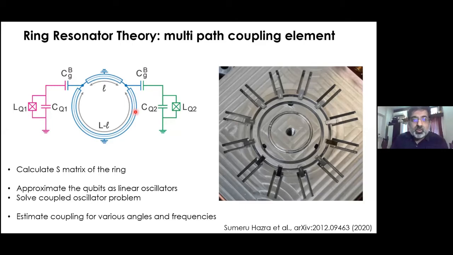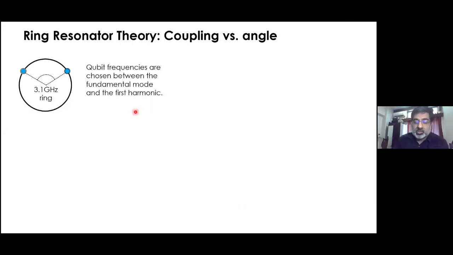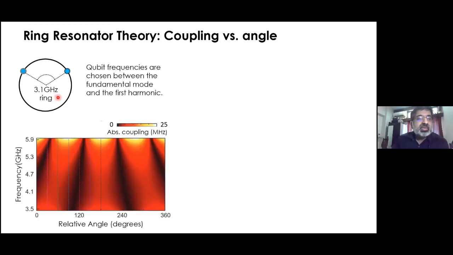Okay, so we then do this calculation, and we chose a ring which has a fundamental mode at around 3.1 gigahertz. So that means this lambda is the circumference of the transmission line, at 3.1 gigahertz. And then we do this calculation for different angles. What's plotted here on the x-axis is the relative angle between 2 qubits, and this is the frequency at which we are calculating. So remember that this is 1 lambda at 3.1 gigahertz. Obviously, depending on the frequency of consideration, the path lengths are quite different.